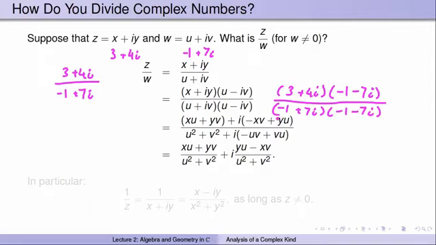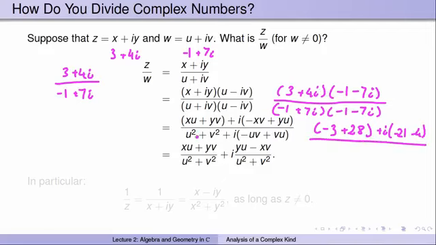Now, when I multiply this out, on top, I have a regular multiplication of two complex numbers. So I'm going to get here 3 times negative 1 is negative 3. Then 4 times negative 7 is negative 28, but I'm going to have to make it a plus because that's how the multiplication goes. And then plus i times, and I need to multiply the 3 by the negative 7, so that's negative 21. And the 4 by the negative 1, so minus 4.